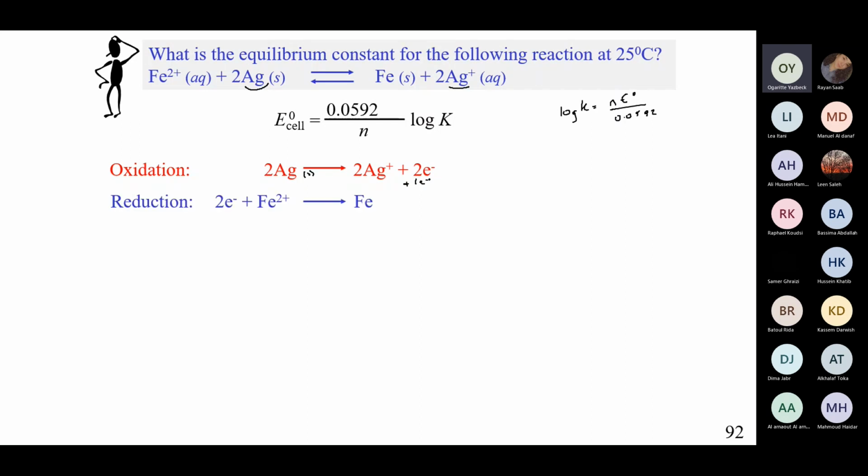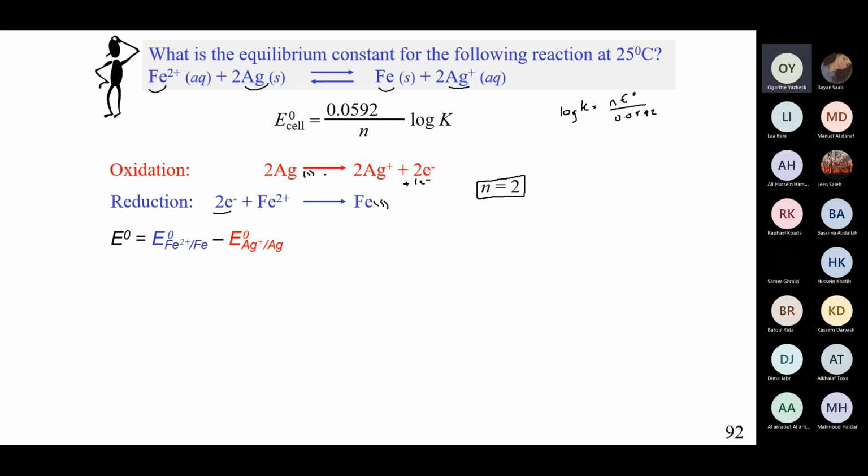Going back to Fe. On the reactant side I have Fe2 plus, on the product side I have Fe solid. I need 2 electrons on this end to balance the equation. And to get the overall equation, we multiply the upper part by 2 and the lower part stays. And so the overall number of electrons transferred is 2.